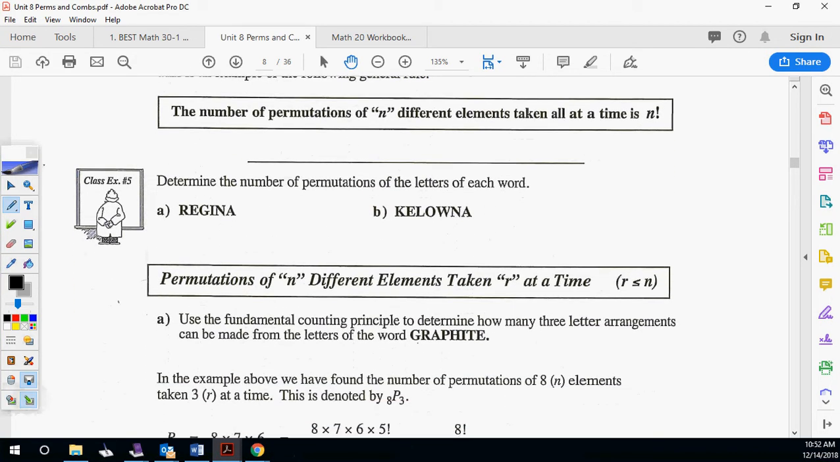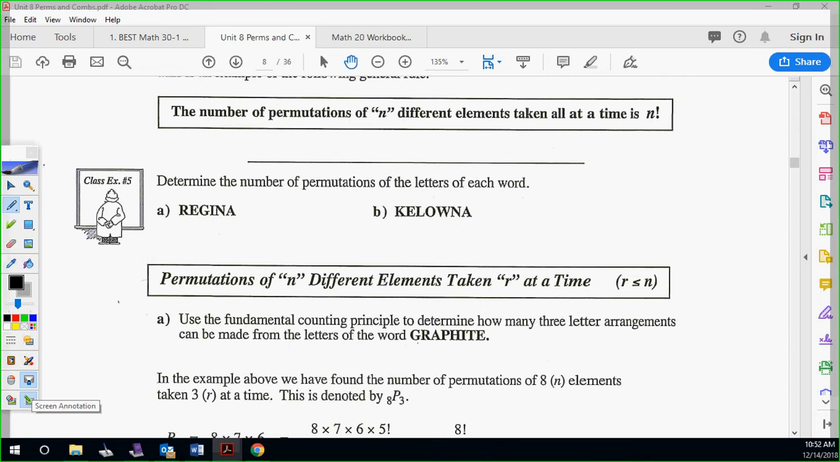Okay, so Virginia. Okay, 1, 2, 3, 4, 5, 6. 6 factorial. 6 factorial. 720. There's 720 ways you can order that word. Regina. Okay, Kelowna. What is it? 7? 5,040 combinations for Kelowna. 7 factorial. Okay.